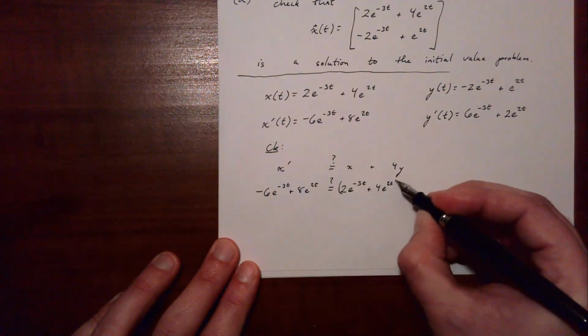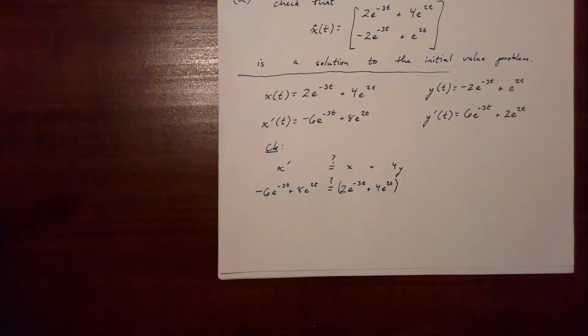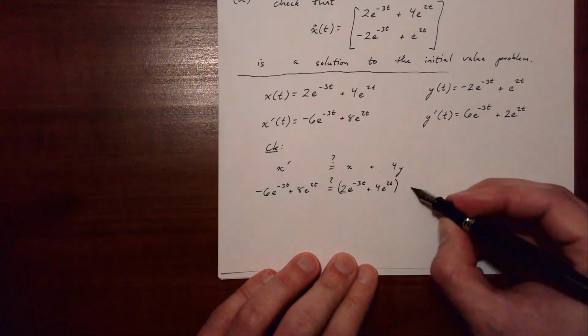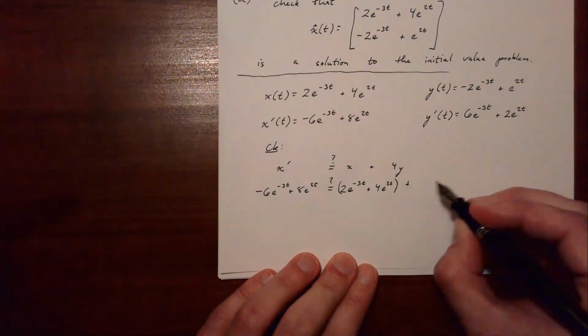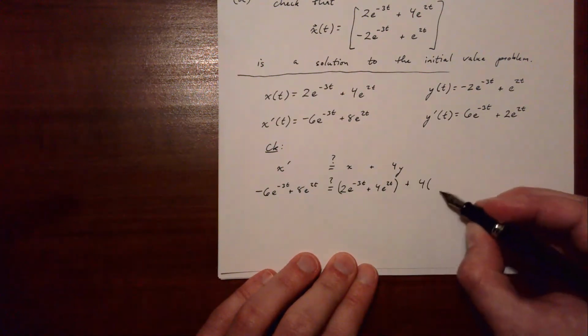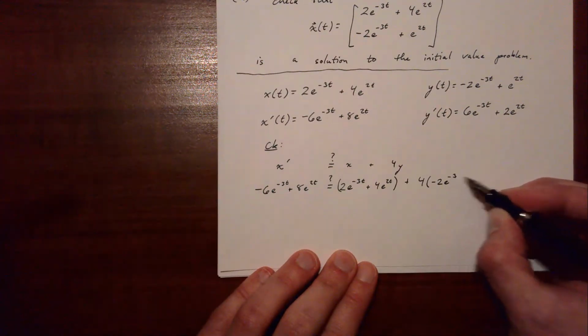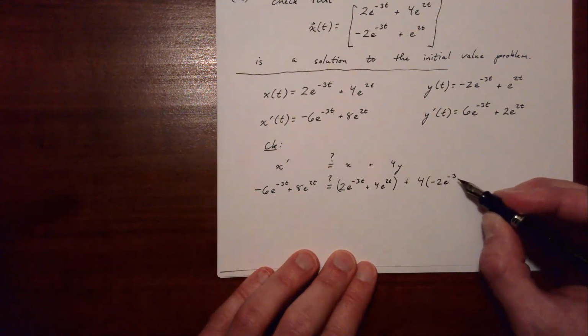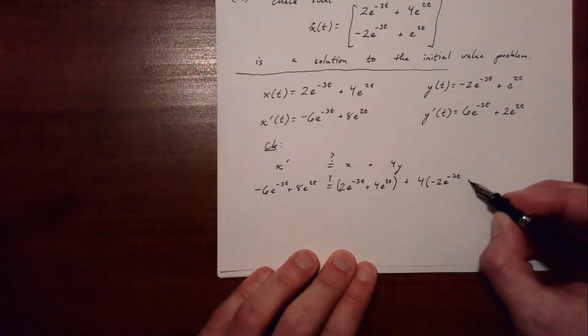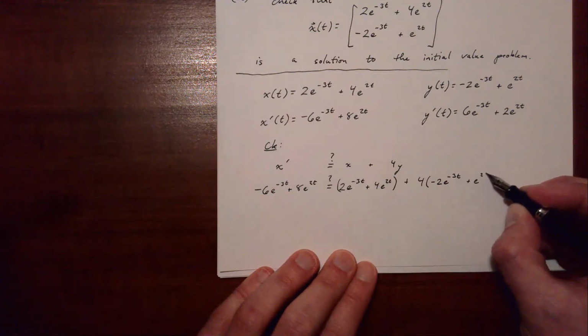We can put parentheses on it and use that, plus 4 times y. So 4 times negative 2 times e to the negative 3t plus e to the 2t.